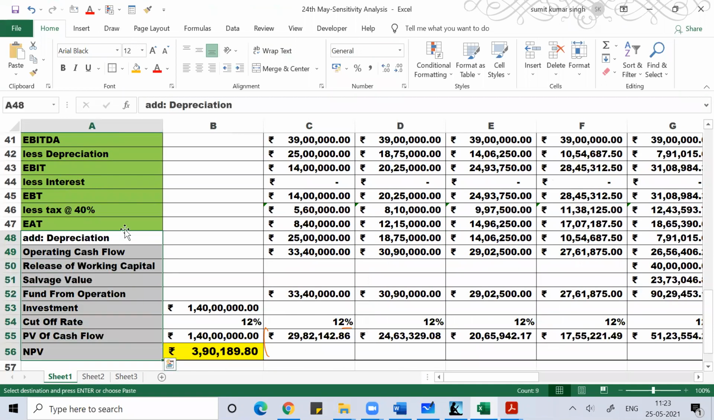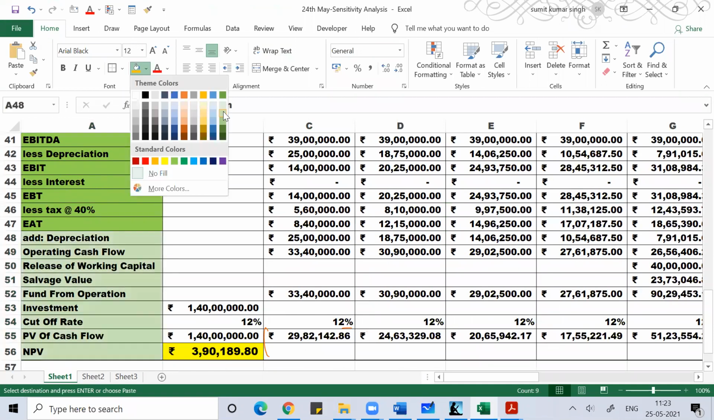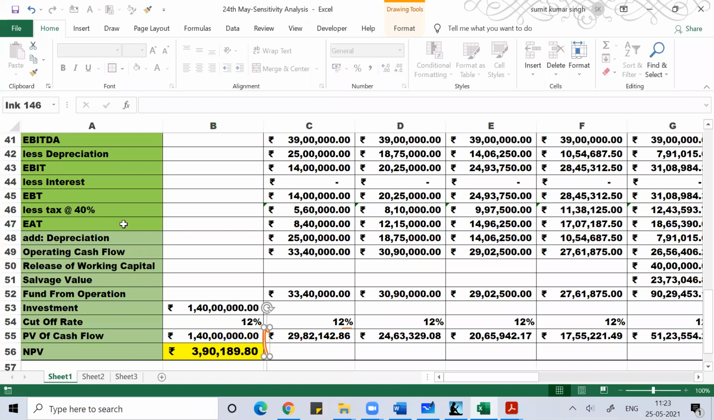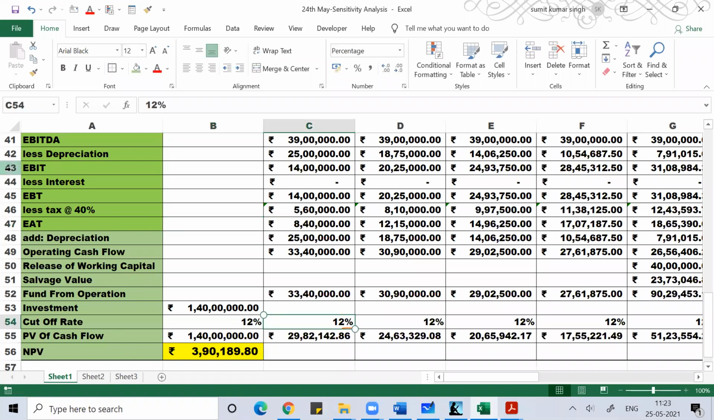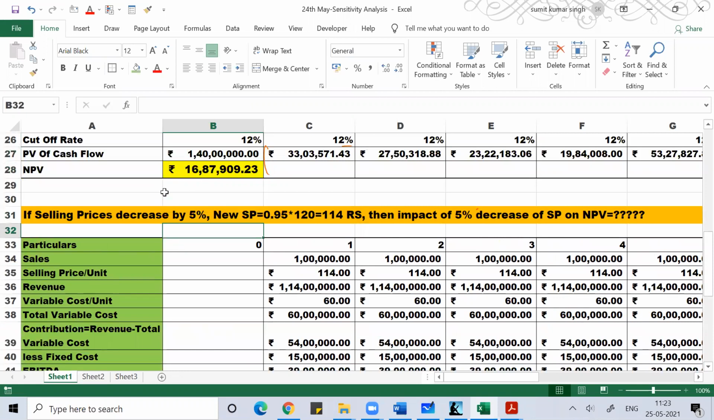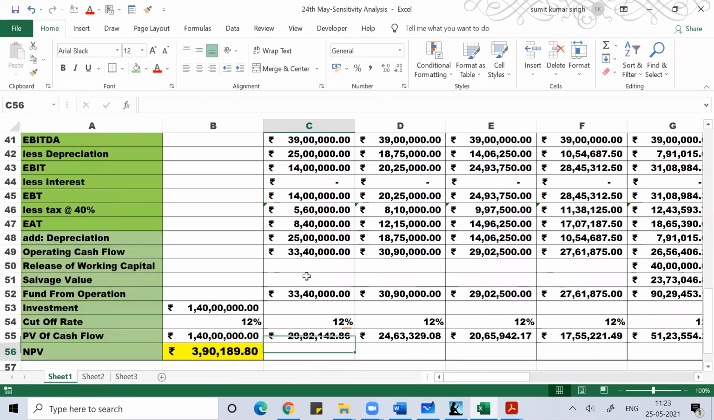I don't have to do that work again. So that is the advantage of using Excel. So I don't actually have to do the steps again. So this is your NPV if your selling price decreased by 5%. So 120 rupees selling price has become 114 rupees. And you know that if your selling price decreases, your revenue will decrease. No impact on variable cost. So you can see how much the NPV got changed.